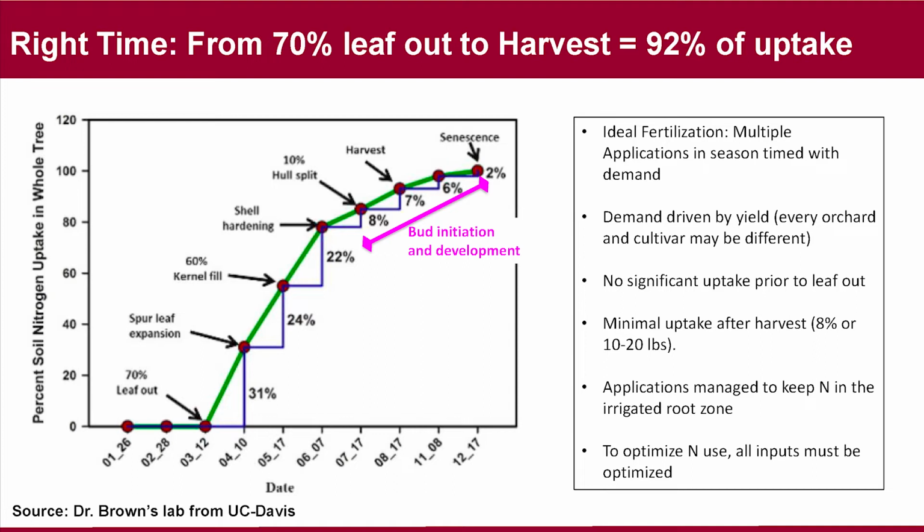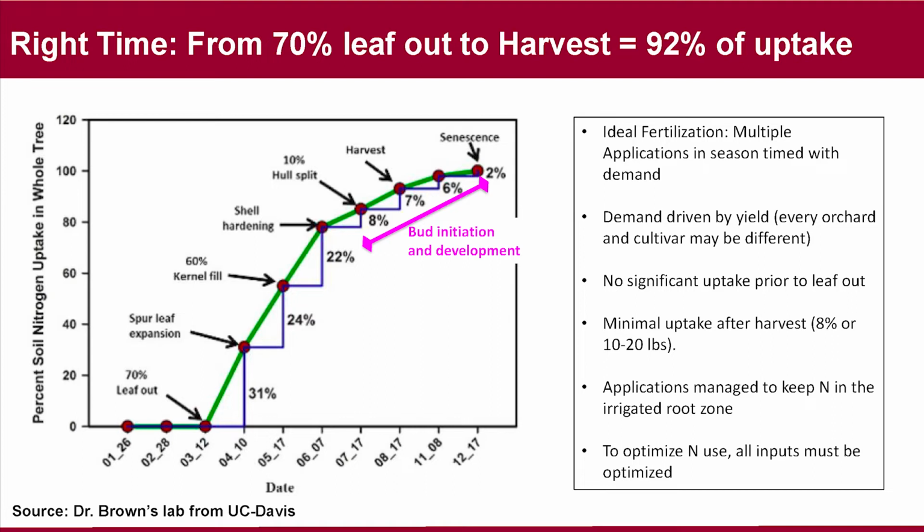So here are the bullets, here the takeaway message that you have in your handouts that you can read later on. But let's pay attention a little bit first to this graphic. In this graphic, you can see in the y-axis the percentage of soil nutrient uptake in the whole tree. So how much nutrient is the tree taking from the soil? 20%, 40%, 60% across the whole season.